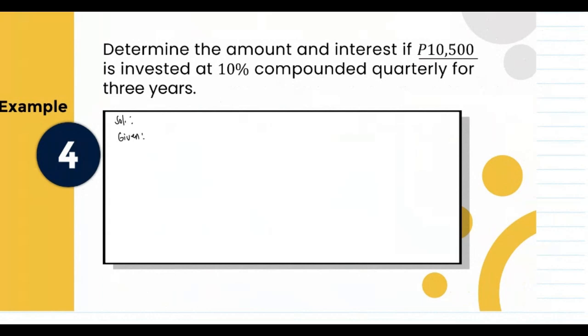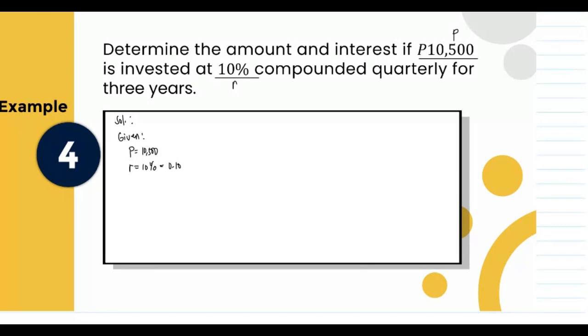So, determine the amount and interest if 10,500 is invested. So this is the value that we start with. So obviously, this is our principal amount. And then 10,000 pesos, excuse me about that one, by the way. And 10%, going back, is going to be our rate. So rate is going to be 10%, and then 10 divided by 100 obviously is going to be 0.10. So that's the decimal equivalent of our 10%.